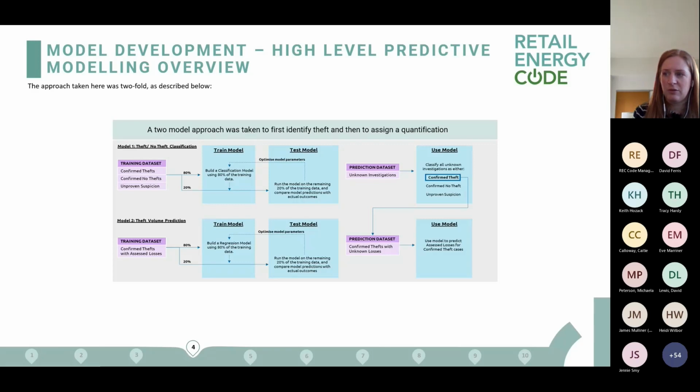And then we took the model and we applied it to our prediction data set. We then took the confirmed theft from that, and we trained our second model. The second model was around predicting the assessed losses. So we again used an 80-20% split, and we trained the model and we tested it. And it's in this one that we discovered that the parameters that we had were not reliable to be able to apply that across the prediction data set.